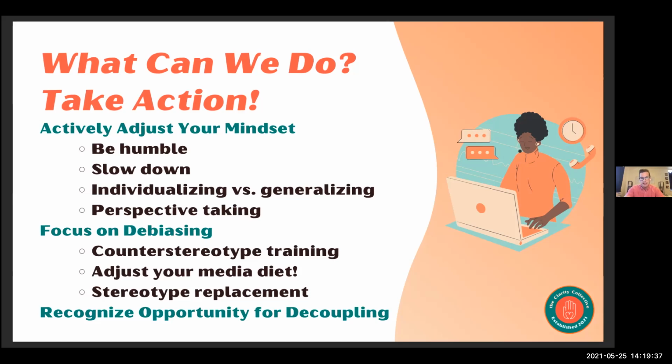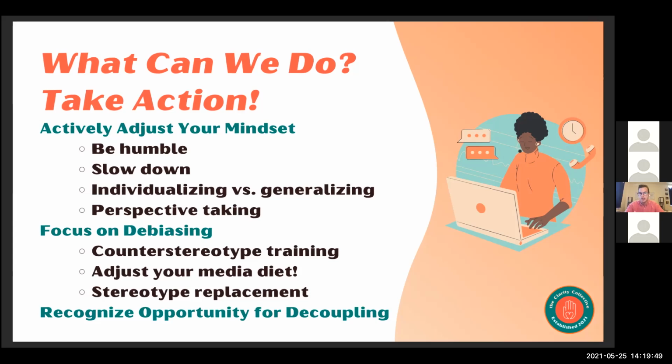Another way to adjust your mindset is to really slow down, monitor your thoughts and behaviors. Biases are really just mental shortcuts, and they're most likely to throw us off when we're tired or rushing, distracted, and in a highly emotional state. So just by slowing down and pausing, reflecting, it can really go a long way, even though it might seem small. Another actionable step is to actively individualize instead of generalize.